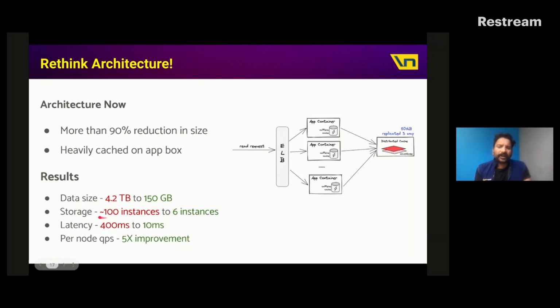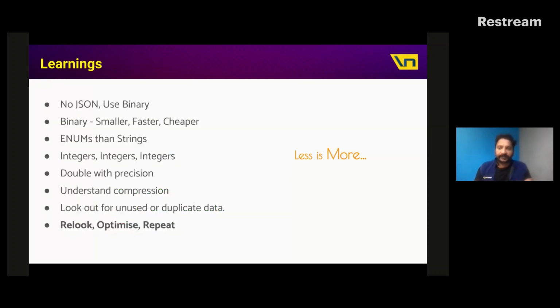We had more than 100 instances which were storing this data. Now we have it only in 6 instances. Because we were able to cache the data in memory on the app, our latencies dropped tremendously, from 400 milliseconds on the P99 to 10 milliseconds on the P99. This also gave us a 5x improvement in the overall node throughput. What a node could support improved because it was doing all the network calls and the serialization and deserialization, all of that is gone because a lot of data is cached in memory. The per node throughput increased by almost 5x.